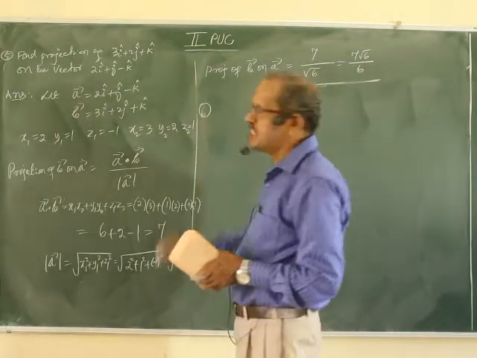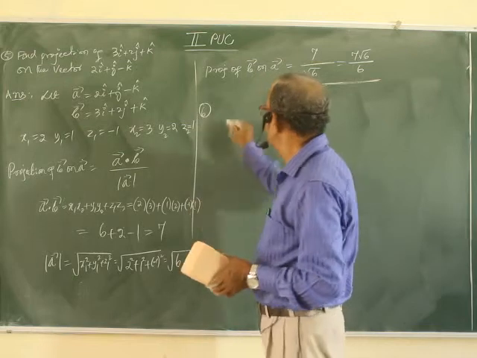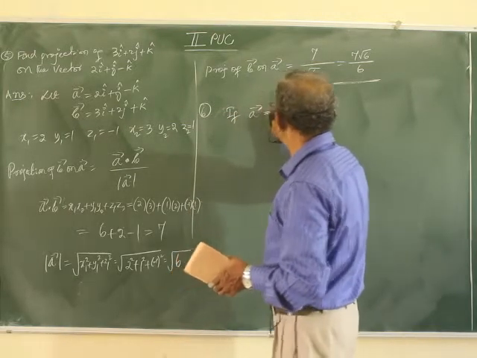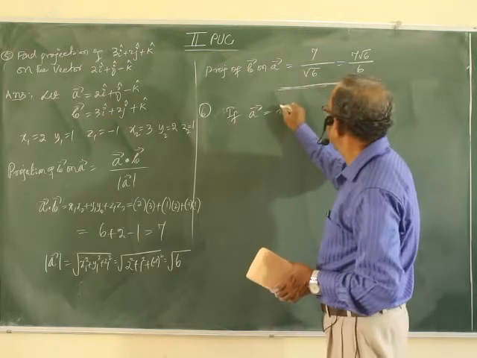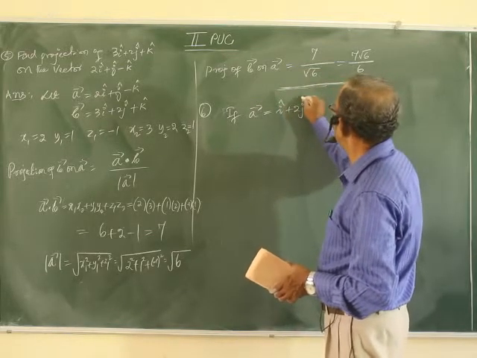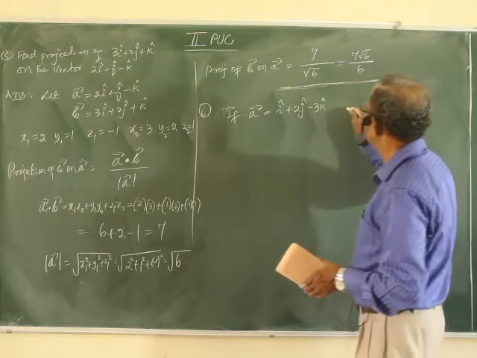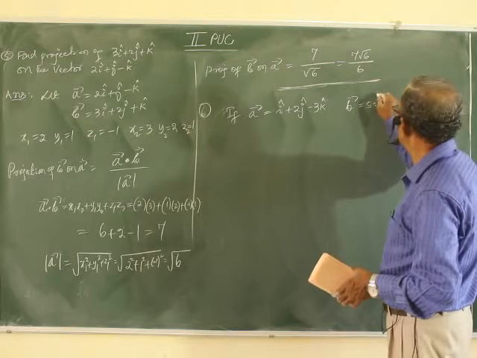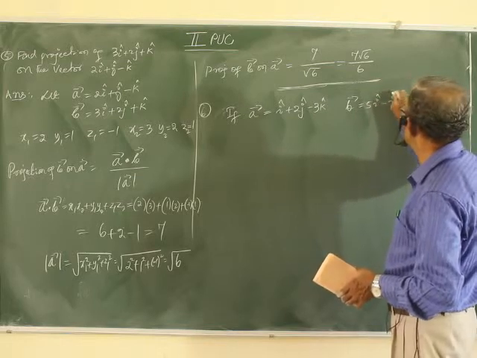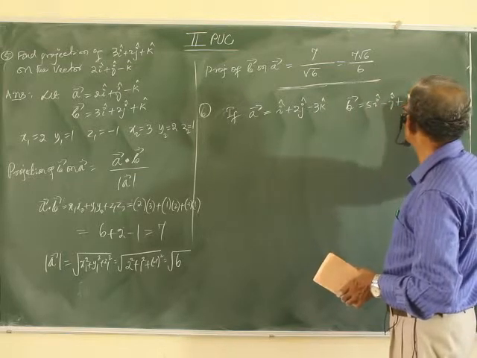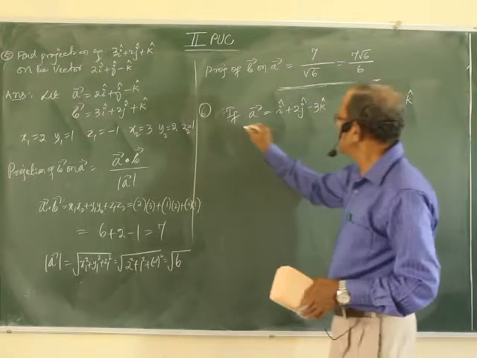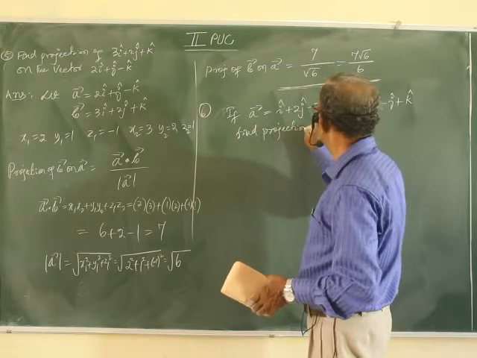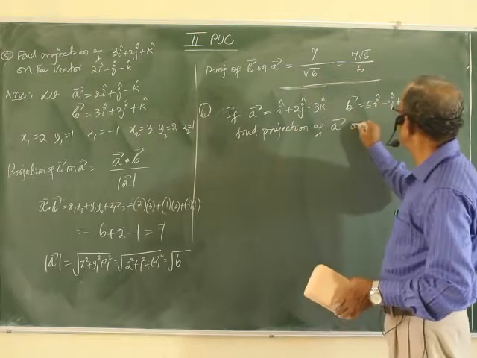Problem number 6. If A equal to i plus 2j minus 3k, B equal to 5i minus j plus k, find projection of A on B.